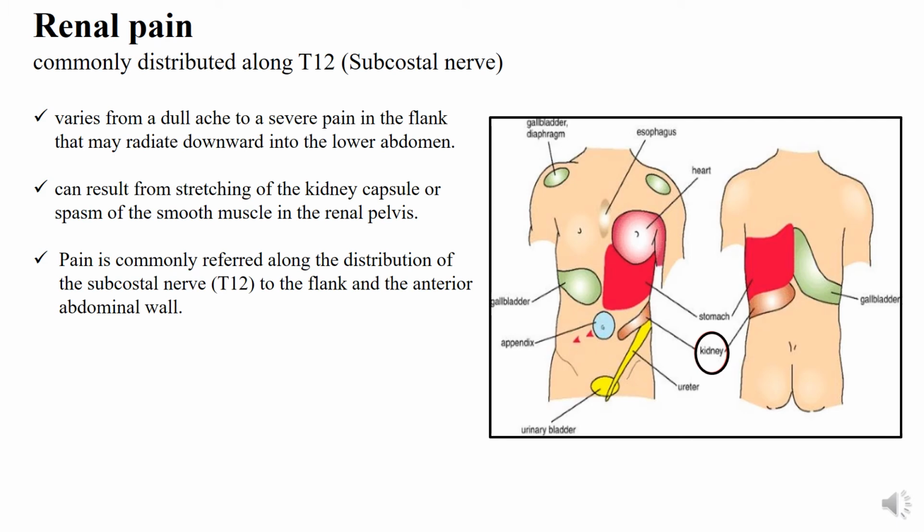The renal pain is the pain resulting from the stretching of the capsule of the kidney, or it may result from the spasm of the smooth muscles of the renal pelvis. And this pain varies from being a dull ache pain to very severe pain, and it is referred to the distribution of the subcostal nerve. So the patient with renal pain will experience this pain in the flank and in the anterior abdominal wall.